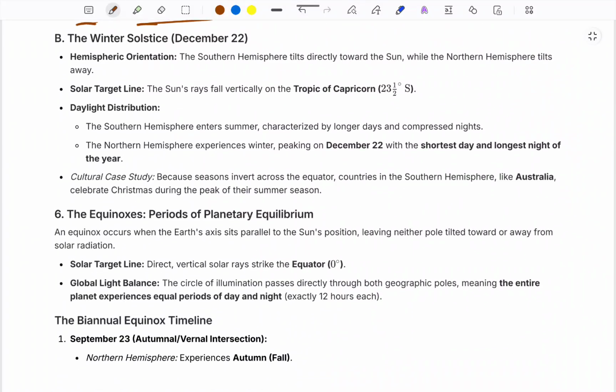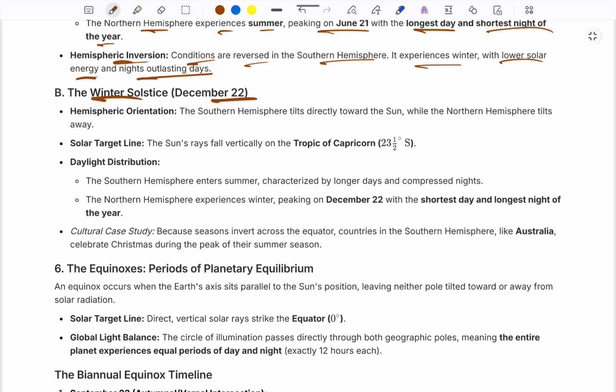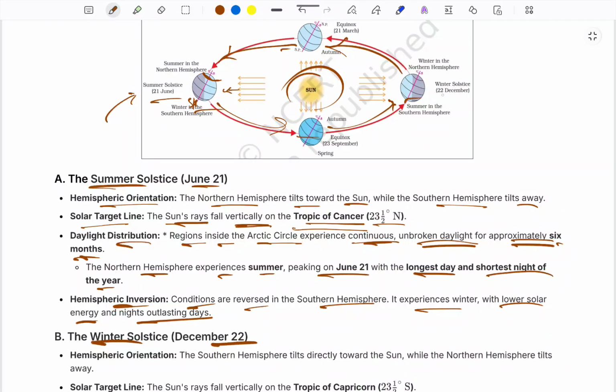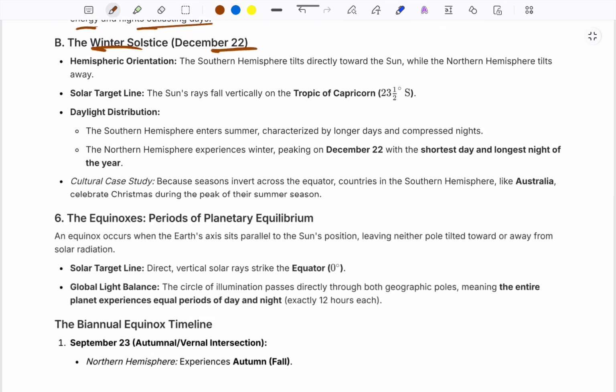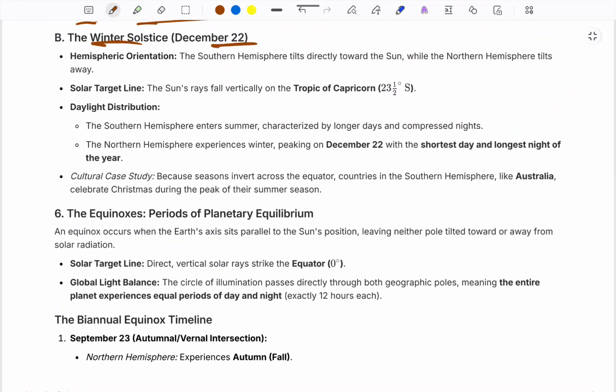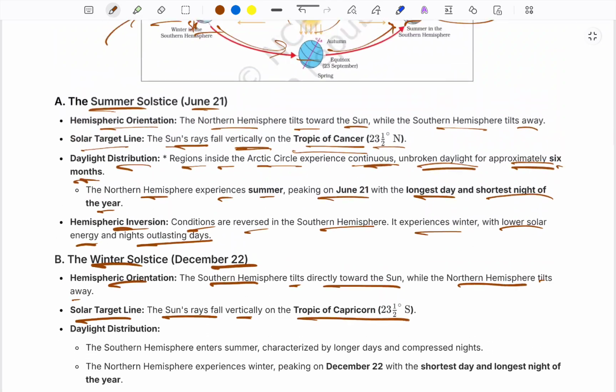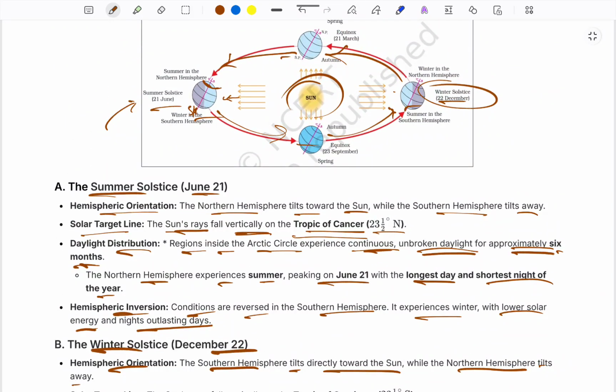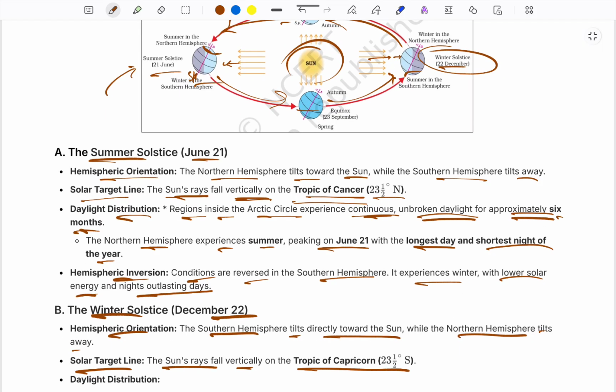Next, we have the winter solstice, December 22nd. Conditions are reversed. Hemispheric orientation: the southern hemisphere tilts directly toward the sun, while the northern hemisphere tilts away. Solar target line: the sun's rays fall vertically on the Tropic of Capricorn. You can see the Tropic of Capricorn, and the sun's rays fall vertically on it.